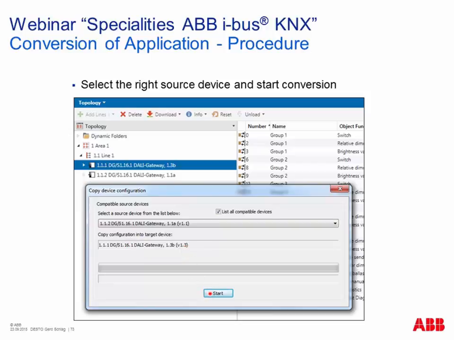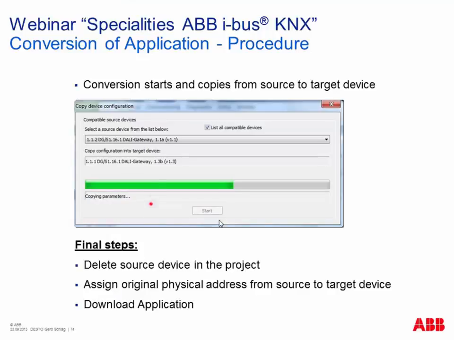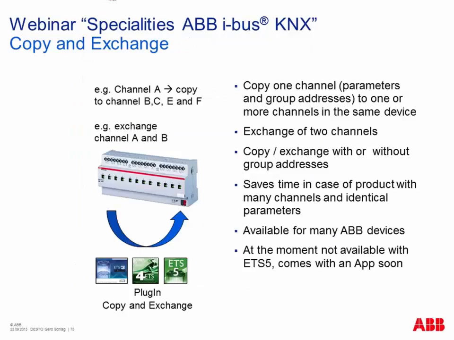The target device is our new one, 1.1.3a. We click on the button start, and then the existing device with the parameters and the group addresses is now converted into the one with the new 1.1.3b. After this conversion, we delete the former device, the old one with the version 1.1, change the individual address of the new one to the address which the device before had, and download the application. This is all. So you do not have to touch the parameters or assign the group addresses, and you can react very flexibly if there is the need to convert the application.